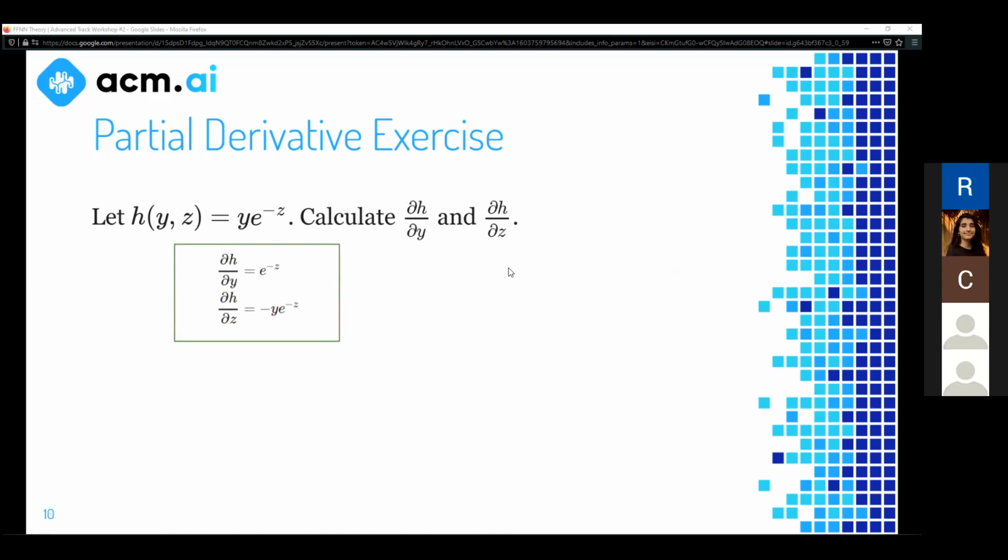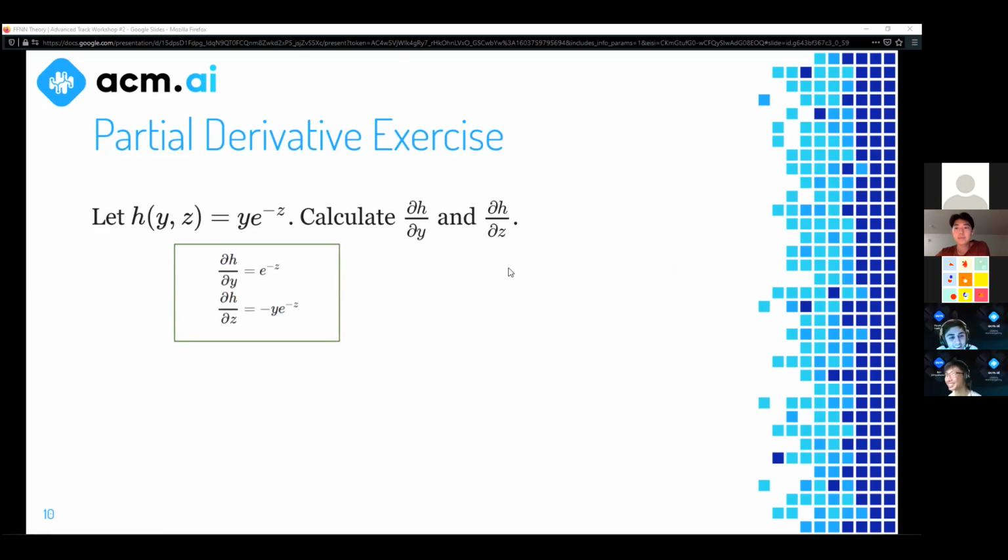Don't be shy. Okay, thanks. So for the first one, when you take it with respect to the y part, like what you guys said, e to the negative z just becomes a constant. So once you take the derivative of y, you just have the constant left. And then for the second one, y is now the constant. So you just take the derivative of e to the negative z, and you bring the negative down because e to the whatever is just the same. So that's how I got the second one.